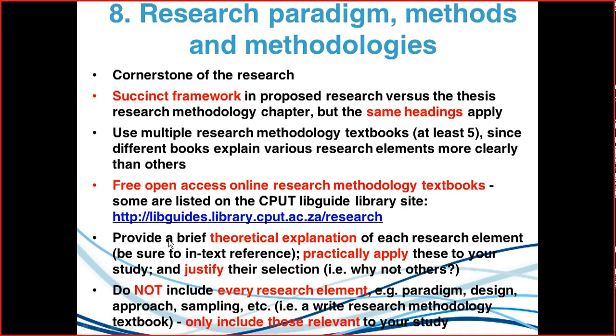What I tell my students to do for each heading is to firstly provide a brief theoretical explanation of the research element that you are going to use, only the element that you are going to use. You're not writing a research textbook where you need to write every single sampling method that exists. You focus on the one that you're going to use and why you're using it, and then practically apply it to your study and justify the selection. Why not others? But you don't write a textbook on each element. Do not include every research element, every paradigm, design, and sampling technique. Focus on those that you are using.